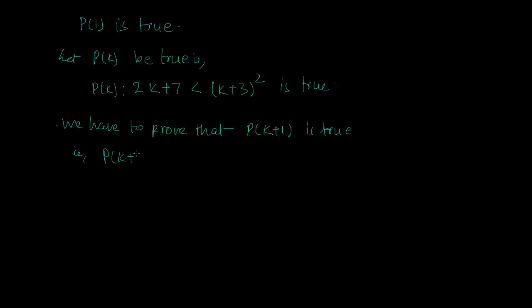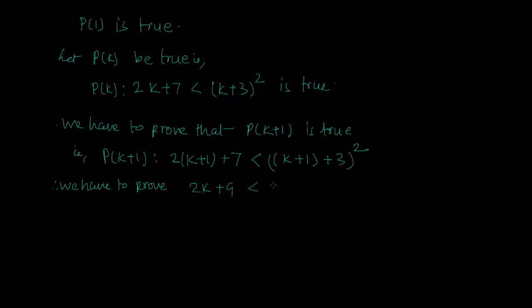That is P(k plus 1), which now becomes 2, which was being multiplied by k, now gets multiplied by (k plus 1), so k plus 1 comes under brackets, plus 7 is less than (k plus 1 plus 3) whole square, correct? That we get by replacing k by k plus 1 everywhere. And so we have to prove that 2k plus 2 plus 7, so 2k plus 9, is less than (k plus 4) whole square, right?